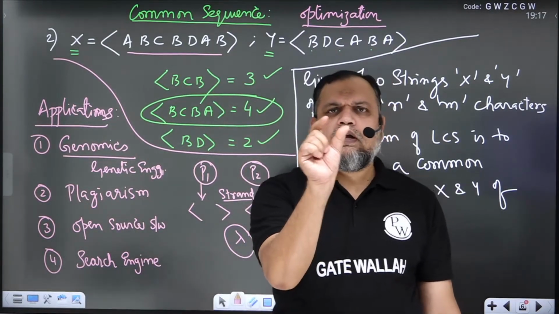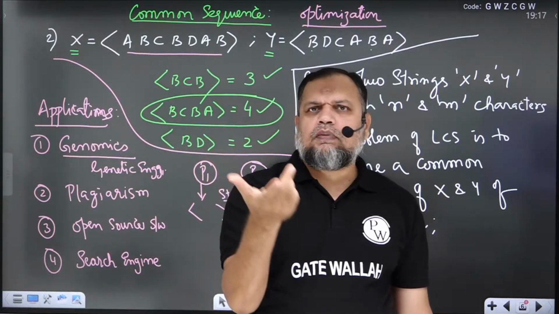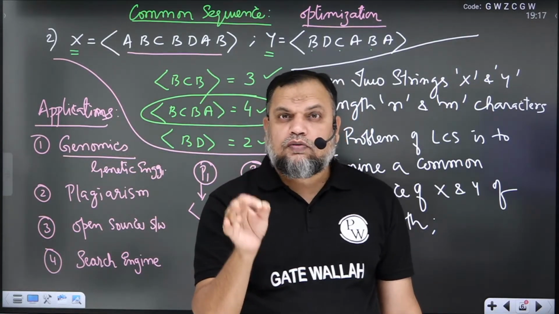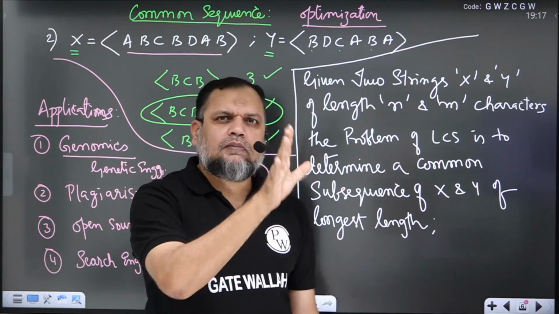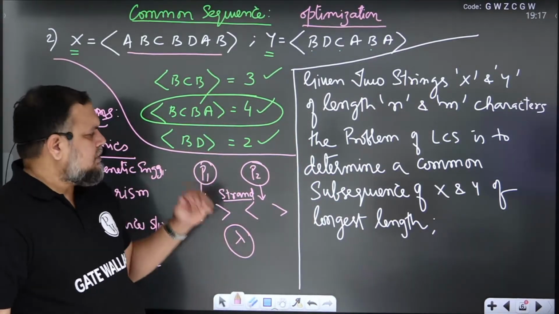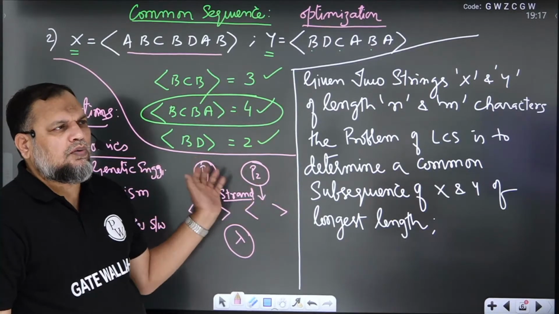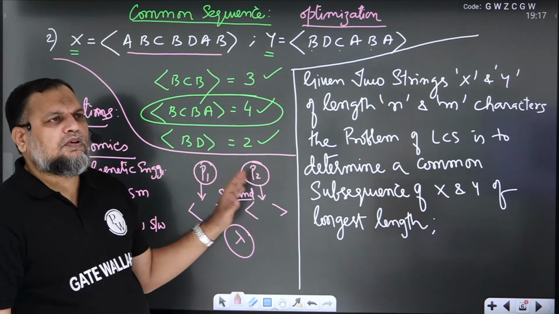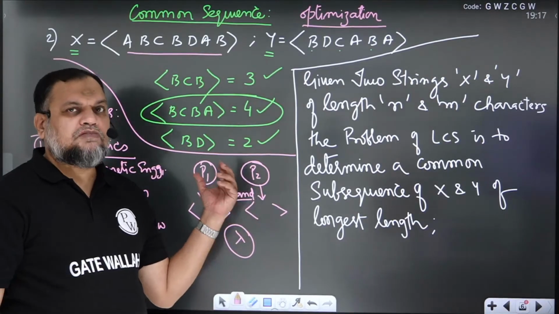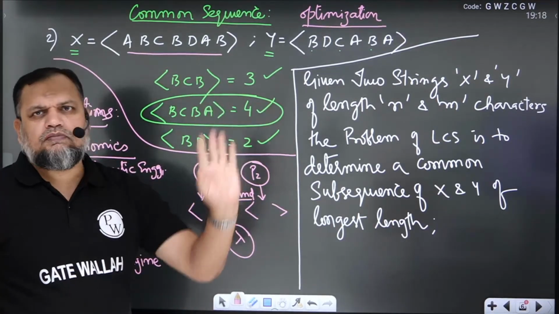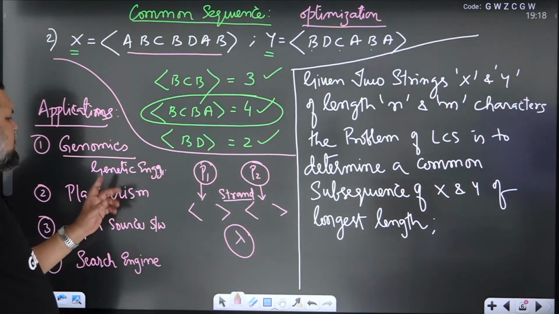They say that if two strands are nothing but strings, and the common subsequence of the two has a length of at least lambda, they come to a conclusion that these two people have the same genetic structure. Maybe this is father or son, something like that. So this is used basically for genetic structure, to find out whether both of them belong to the same genetic structure or not. Like that, plagiarism.